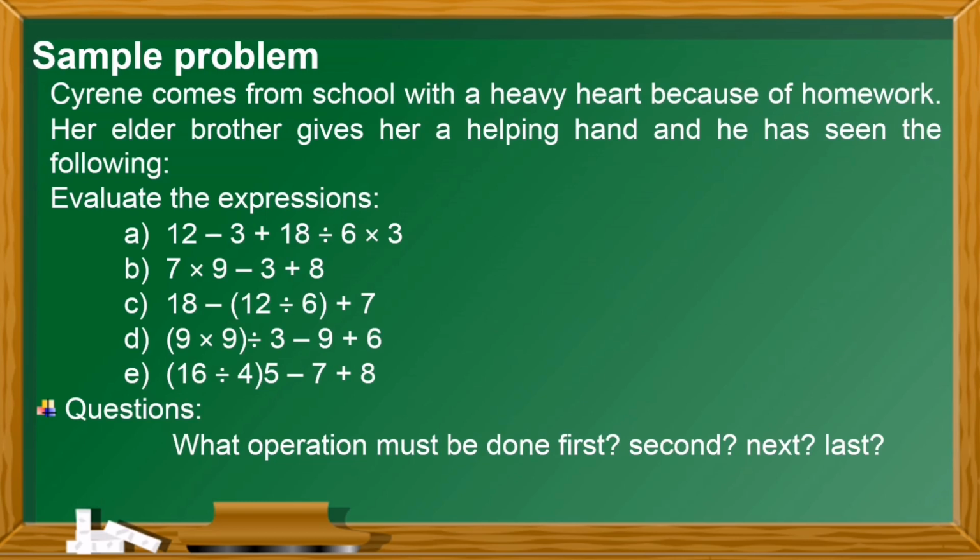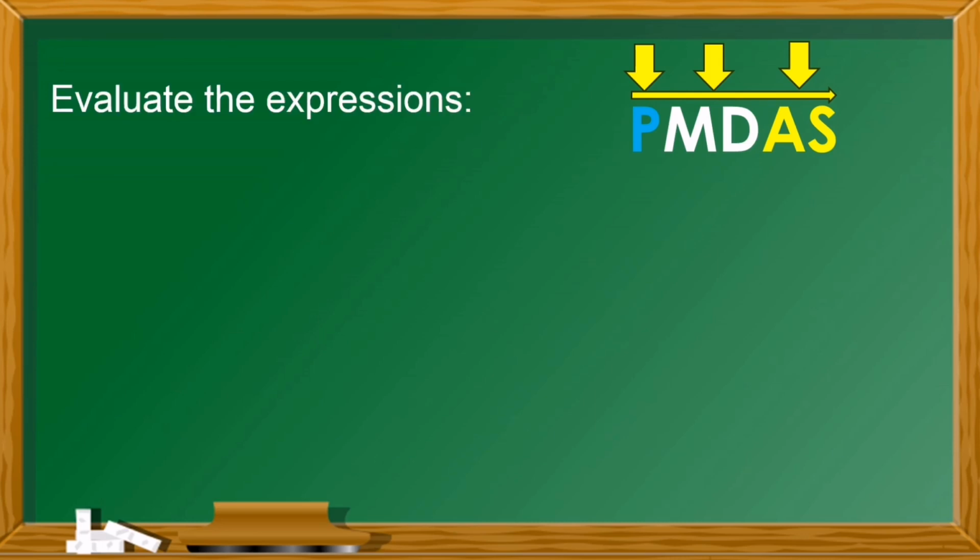Let us pretend that you are Cyrene and I am her elder brother. In that case, we need to use PMDAS rule. P stands for parenthesis, meaning to say we need to perform first what is inside the parenthesis. Then after that, perform multiplication or division, whichever comes first from left to right. Then, perform addition or subtraction, whichever comes first from left to right.